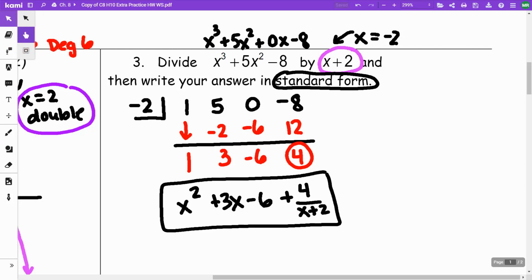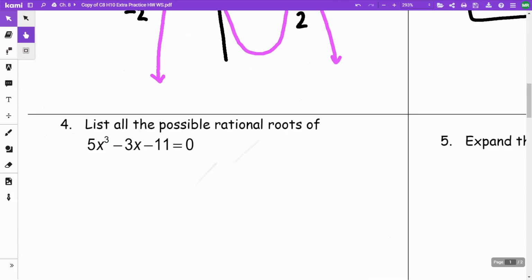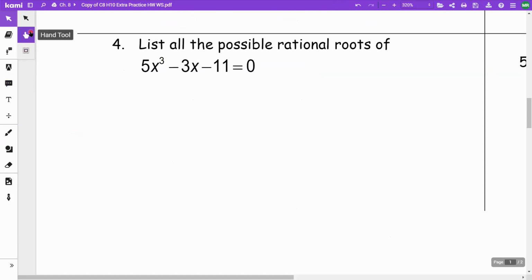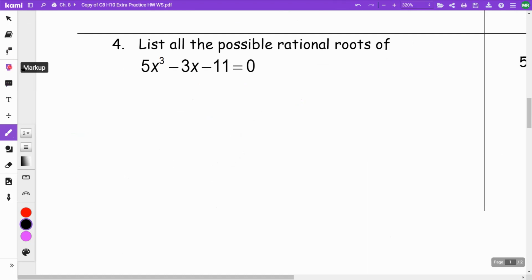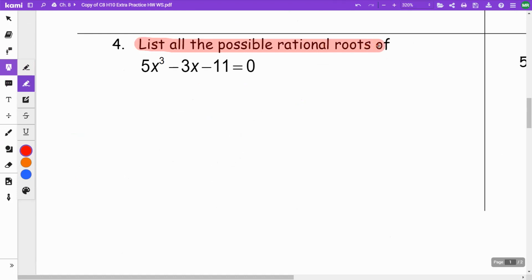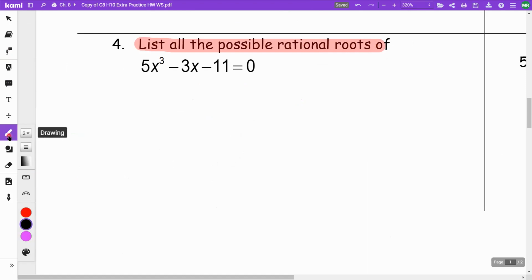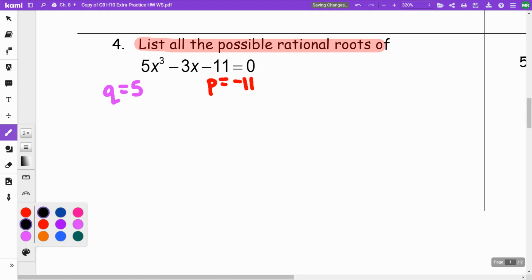Okay. On number 4, you want to be careful and read the directions. It says, list all possible rational roots. It's not asking us to solve. Okay. So that means we're going to just do our P over Q. Our P is this -11 at the end. Our Q is this 5. So I am going to be taking all of my factors of P over all of my factors of Q.